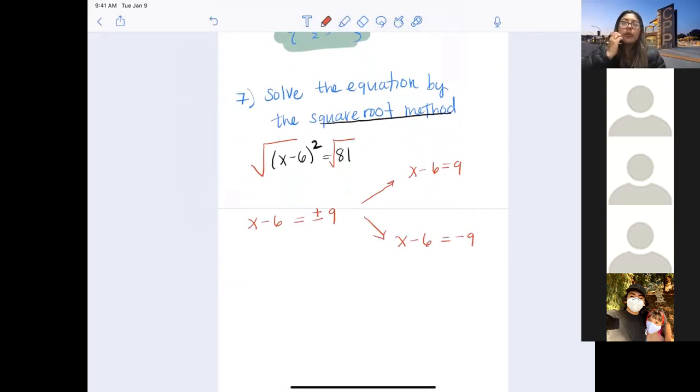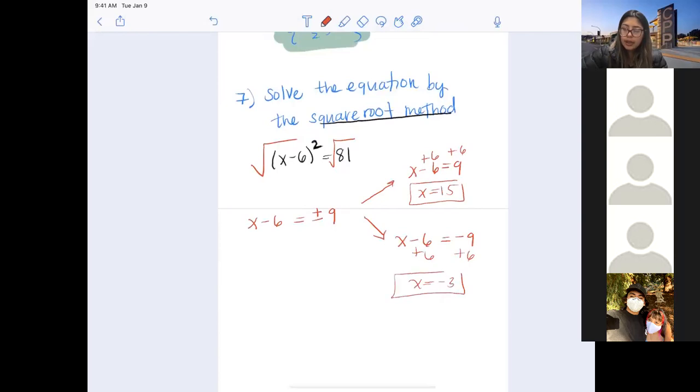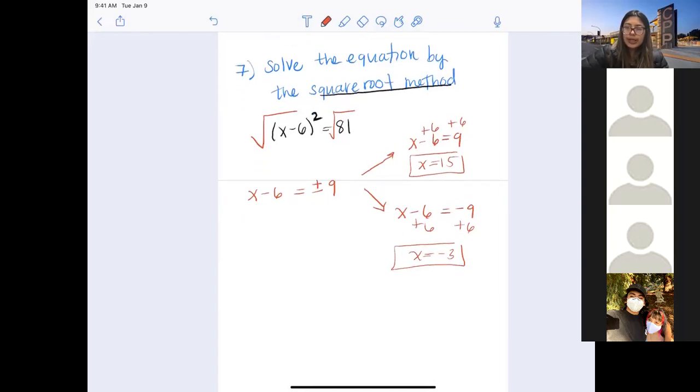And you solve for both of them. On this one, you add 6 to both sides. You get x equals 15. This is one answer. The other answer, you add 6 to both sides. I get x equals negative 3. This is my other answer. Again, you're going to type your answers splitting them. So you're going to do negative 3, comma 15. You have two distinct solutions.